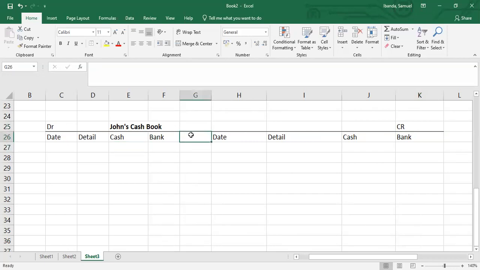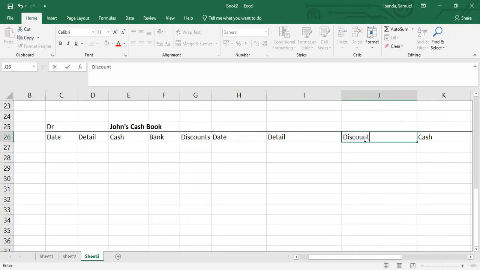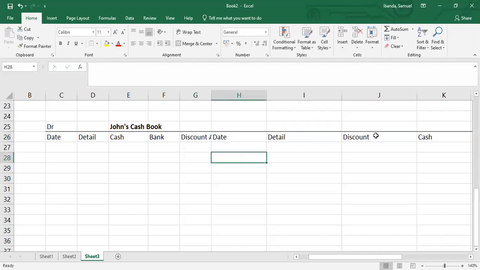So the discounts on this side are discounts that relate to our customers, because it is customers that pay us and we debit our cash book. When it is us that are paying, which means that we are receiving the discounts, they will be on the credit side. So the discount on the debit side here is called discount allowed, and the discount on this side is called discount received.